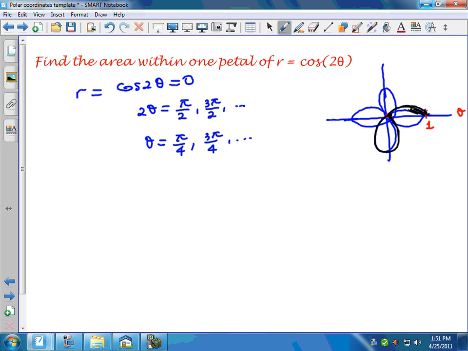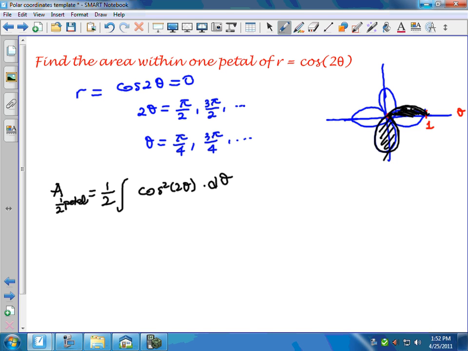If you found the area from 0 to pi over 4, what would you have found? Area within half a petal, okay? And then you can double it to find the area in the entire petal. So you either go from pi over 4 to 3 pi over 4, which will give you this one, or you can go, so I'm going to say area of half petal equals, the formula already had a 1/2 in it, right? 1/2 r squared d theta. In this case, r squared is cosine squared of 2 theta d theta.